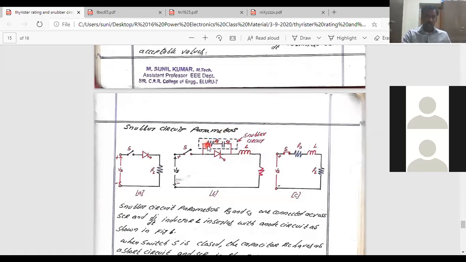What is the need for this resistor here? The need for the resistor here is to limit the discharge current from the capacitor. Okay, so within 2 minutes I will close this.